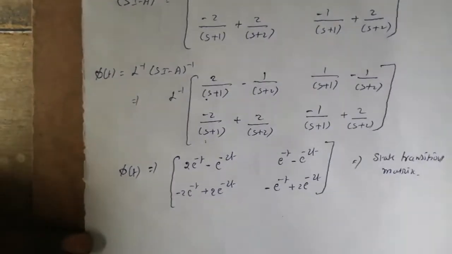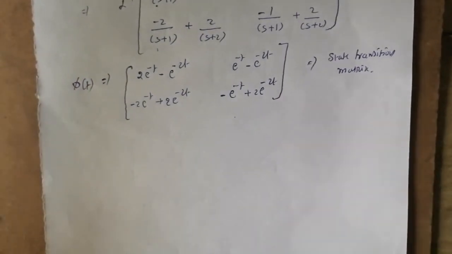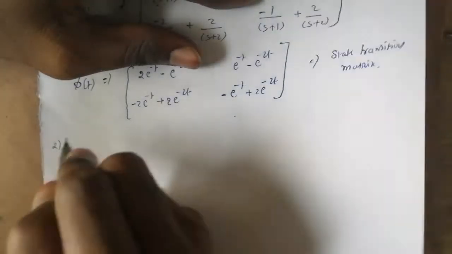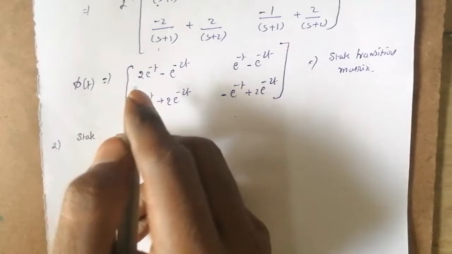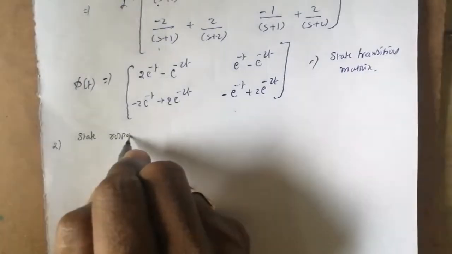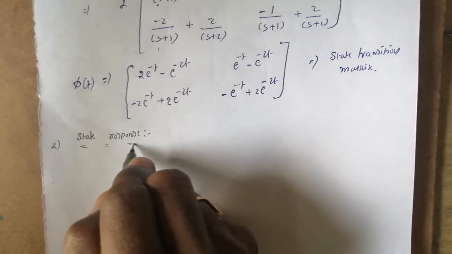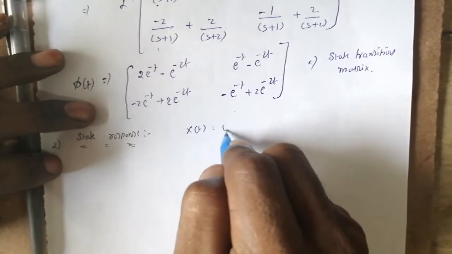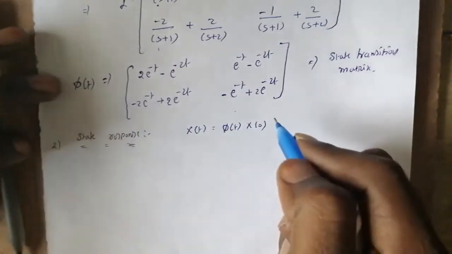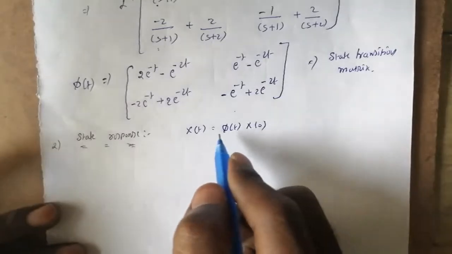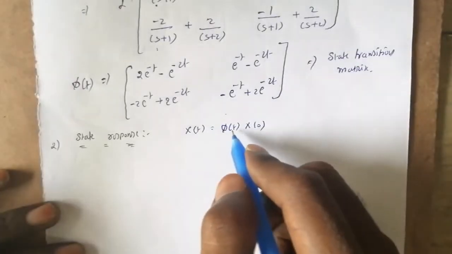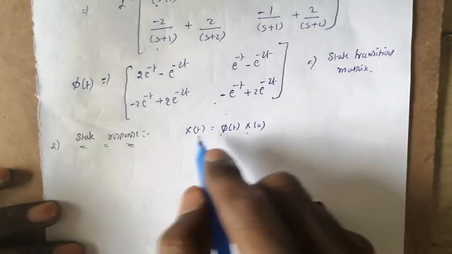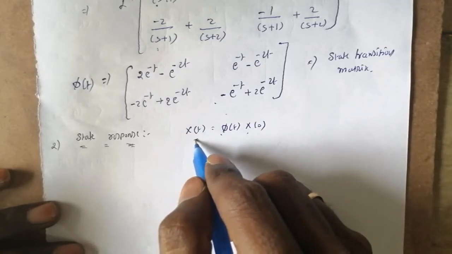Right? Let's go for the second problem. That is the state response. The state response formula is given by x of t equals phi of t into x of 0, right? So this is called the state response equation. Now already we have this phi of t matrix, and x of 0 was given in the problem. So by multiplying these two, we will get the state response.